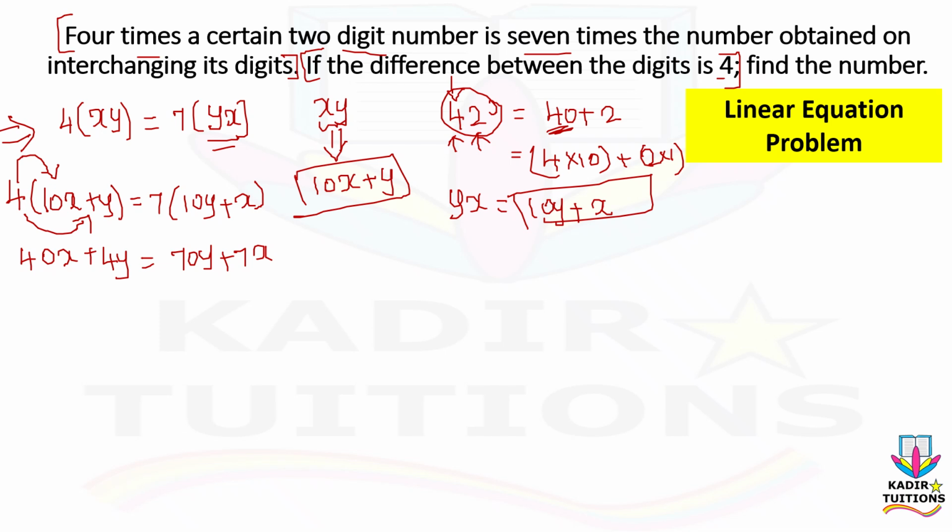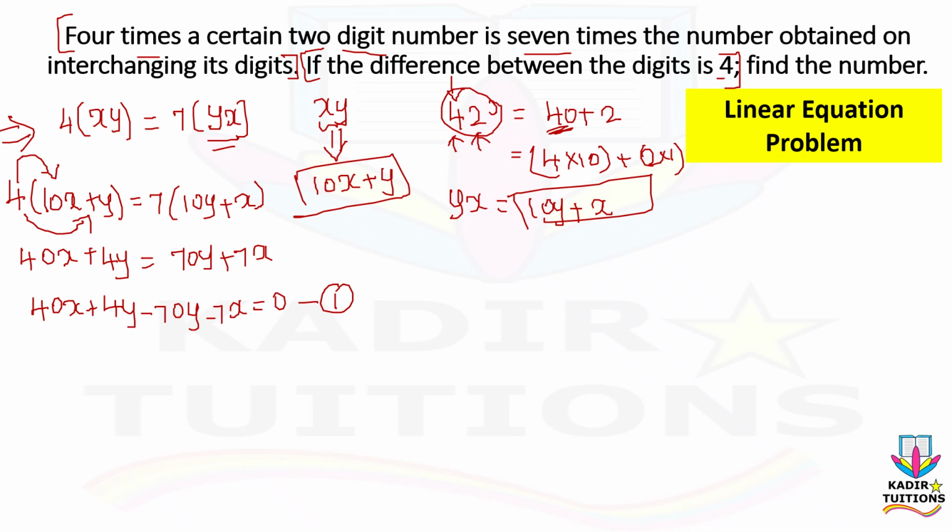So move all the x and y to one side. I can keep here 40x plus 4y. I'm just going to move the RHS to the LHS, so it will become minus 70y and minus 7x equal to 0. Or else we can leave this as such. Just make it equation 1, because we will go for the second statement.